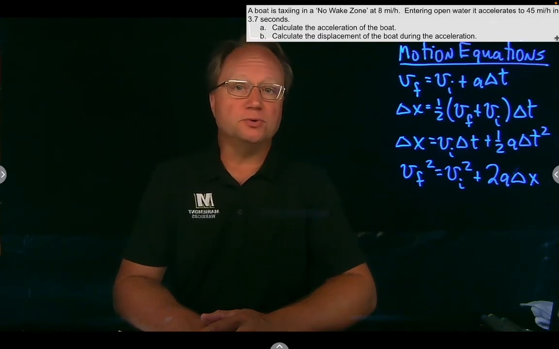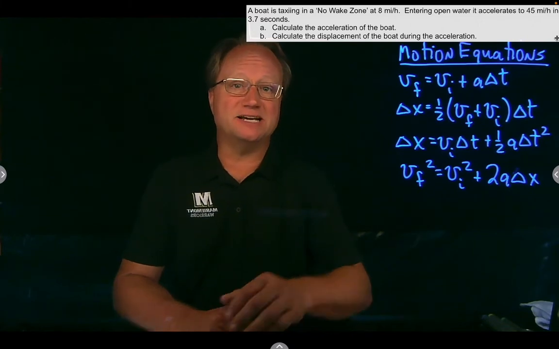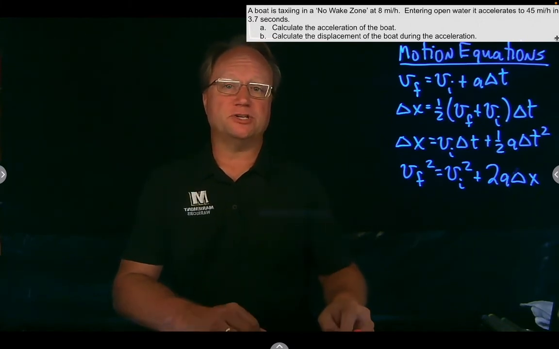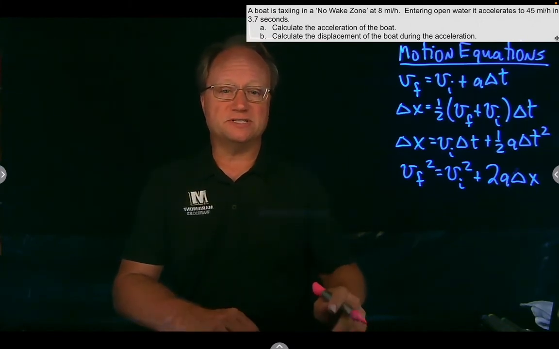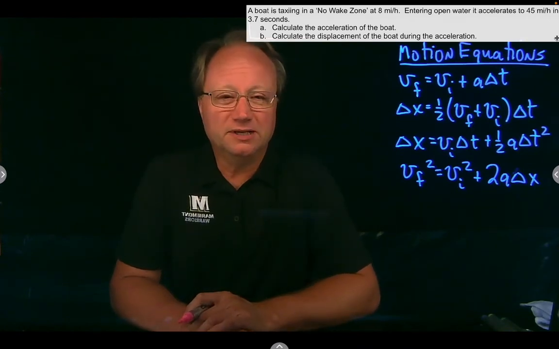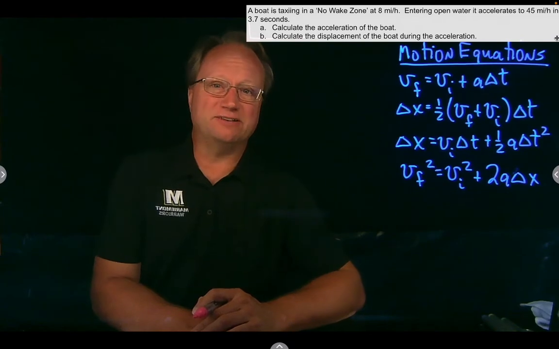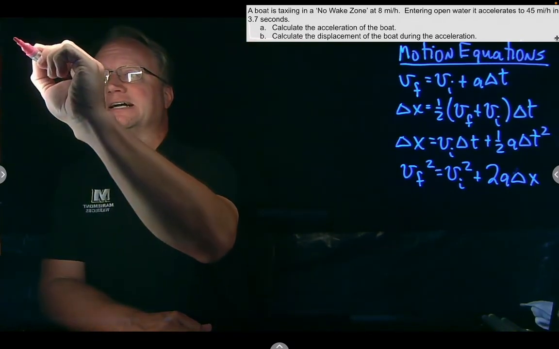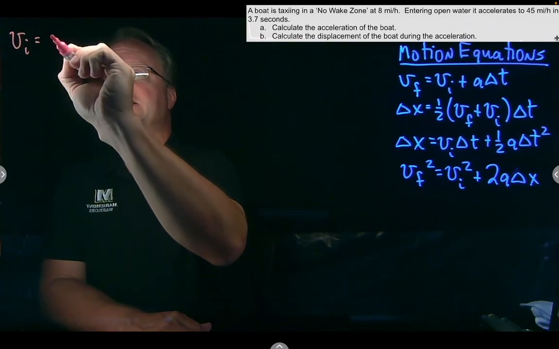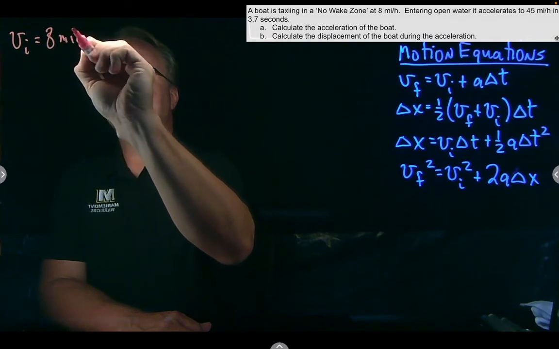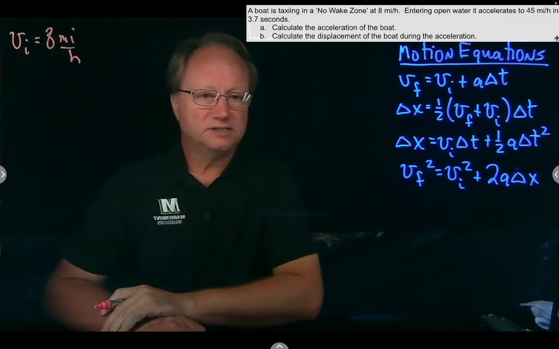First thing you need to do when you're dealing with instantaneous values, and with any problem, is to identify what you know, especially by symbol. So we know 8 miles per hour. That's how fast the boat is traveling in the beginning. So that would be VI, 8 miles per hour.